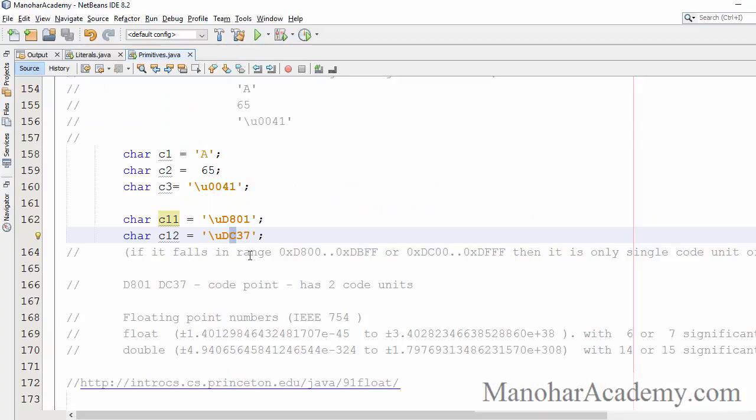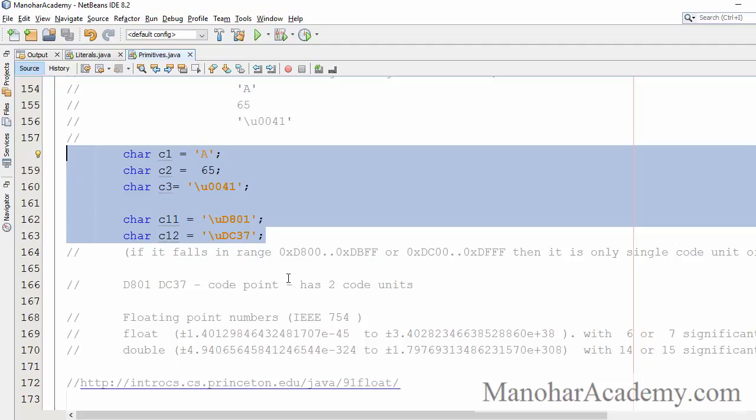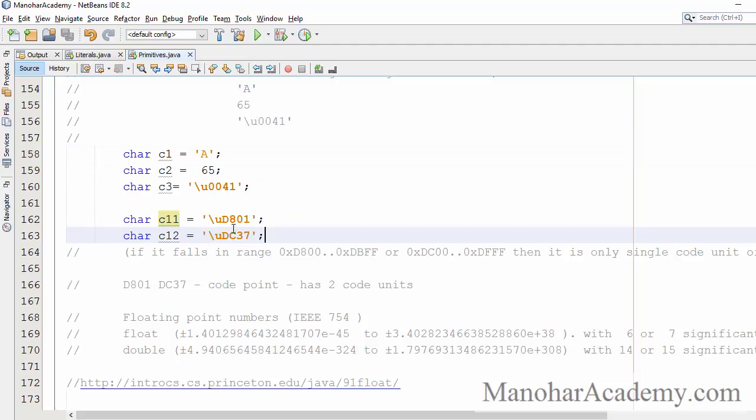So there is so much technicality involved here because it is using a variable length encoding. By looking at a char, we don't know whether it is a complete character or part of a character. So our char data type is not sufficient to represent a character. That's what I want to drive at. A char data type is not sufficient to save every character.